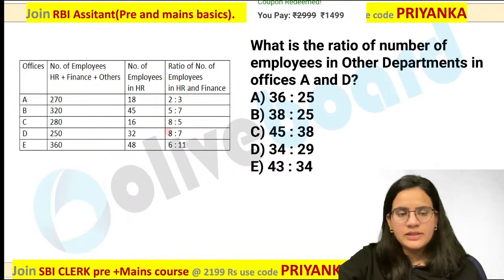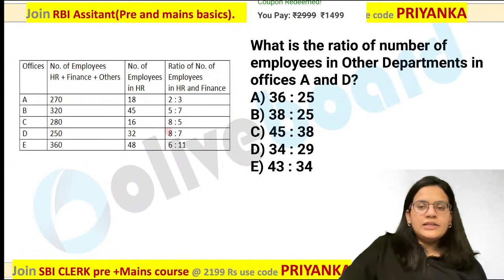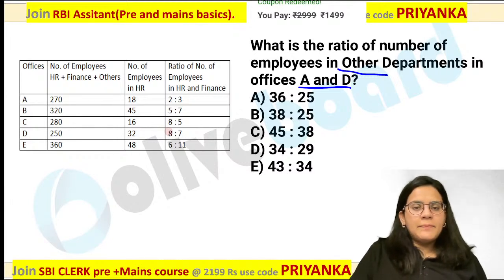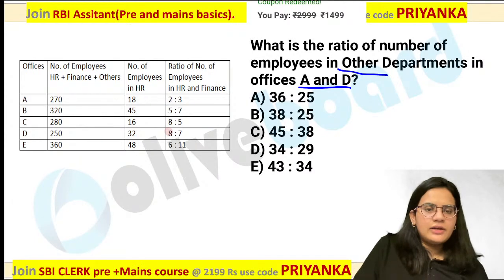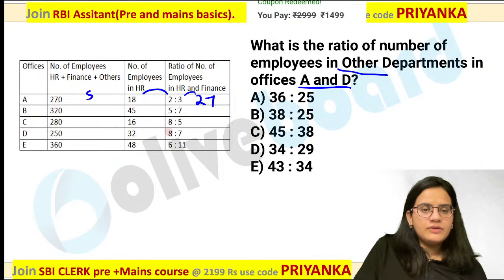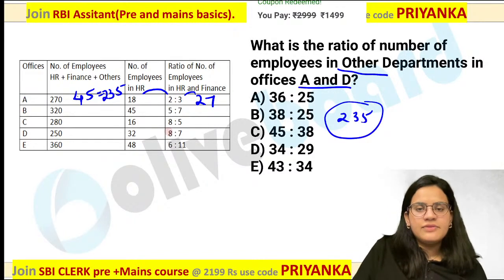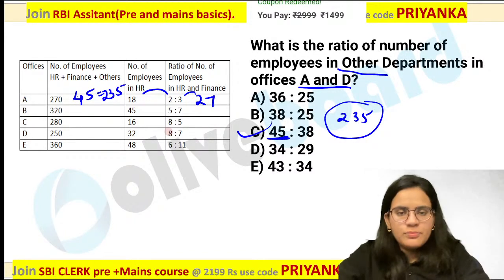Okay, so how will you go about this? I want all of you to now please pay attention over here. Sandeep is also getting it. What is the ratio of number of employees in other department of A and D over here? Okay, so they are talking about other department in A and D. So just calculate A value. This is 2 nines, this is nothing but 27. If you are adding both of the values, that is 45. If you are subtracting 45 over here, what are you getting? We have already calculated this value. It is 235 over here. Now you know that 235 is only divisible by 45. So C would be my answer.